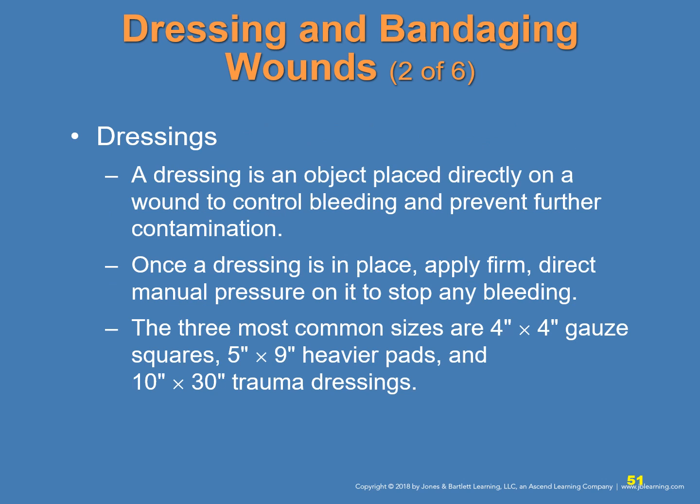Dressings. A dressing is an object placed directly on a wound to control bleeding and prevent further contamination. Once a dressing is in place, apply firm, direct manual pressure on it to stop any bleeding. Sterile dressings come packaged in many different sizes, but the three most common sizes are 4x4 gauze squares, heavier pads that measure 5x9, and trauma dressings, thick sterile dressings that measure 10x30. Touch only one corner of the dressing when opening a sterile package.